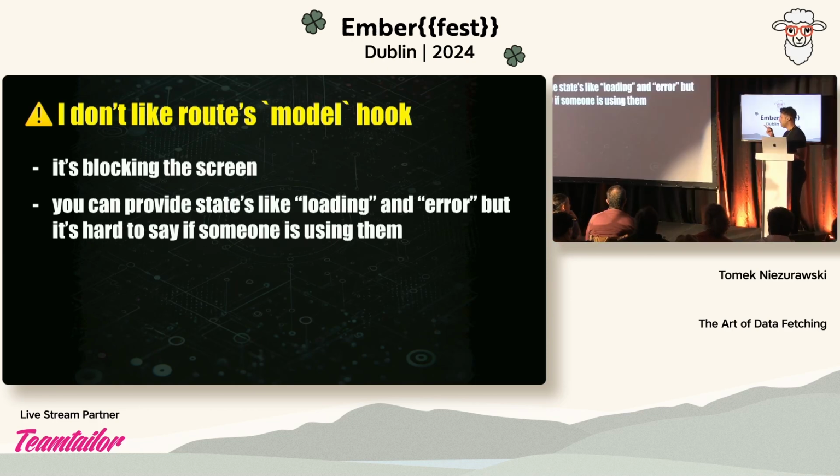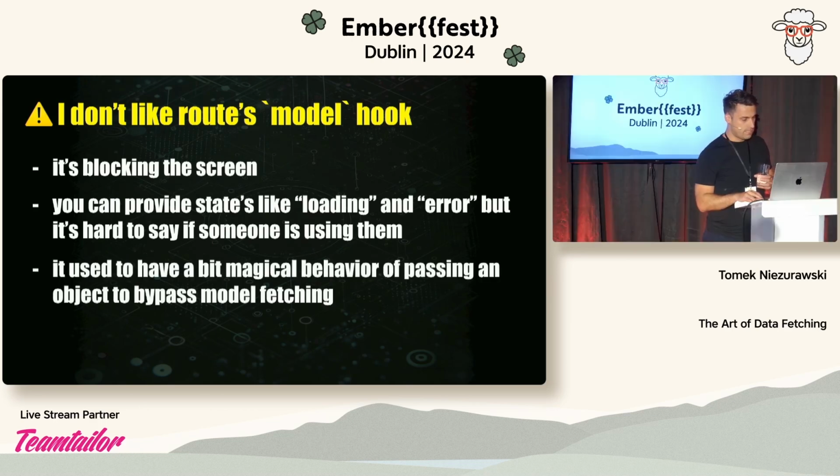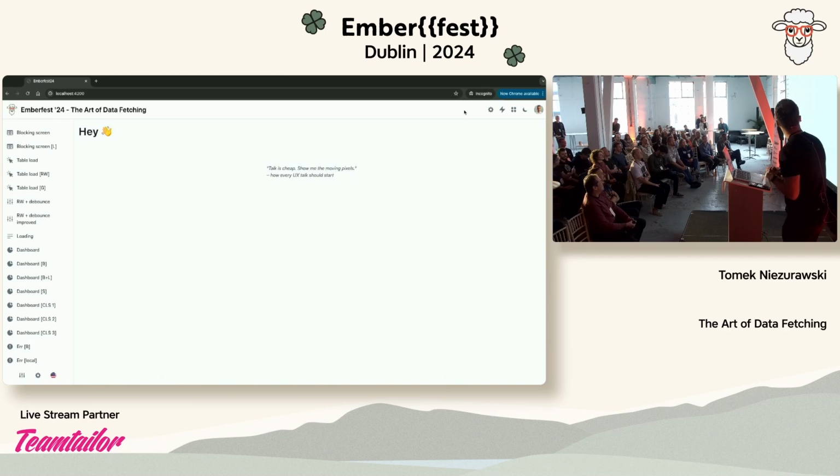But I think that blocking issue was already recognized by the framework, because there are something I call substates, like loading and error, and we'll look into that. And there is some quite magical behavior that I actually like, that was, I think, deprecated recently. When you navigate to some route, you can pass, instead of a primitive value like a number or string that could be an ID, the object itself, and you will bypass the model hook. So I built a small application.